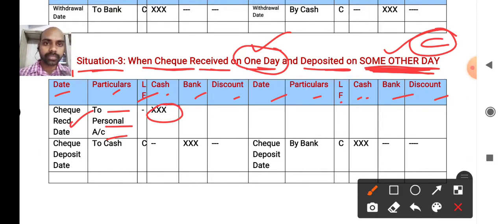Why? You have received a check. Think that it is Saturday evening, after banking hours you are receiving. So on the same day you cannot go and deposit into the bank. So when you have received the check, you have thrown the check into the draw.